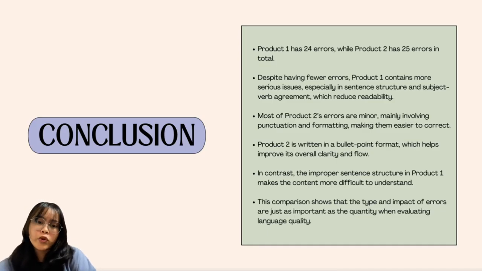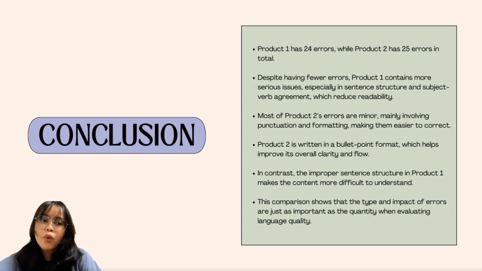So, to conclude, product 1 has 24 errors while product 2 has 25 in total. Even though product 1 has fewer errors, it contains more serious issues like sentence structure and subject-verb agreement, which reduce credibility. Product 2 errors are mostly minor, such as punctuation and formatting. Product 2 is also written in bullet point format, which improves clarity and flow. In contrast, product 1's improper sentence structure makes the content harder to understand.